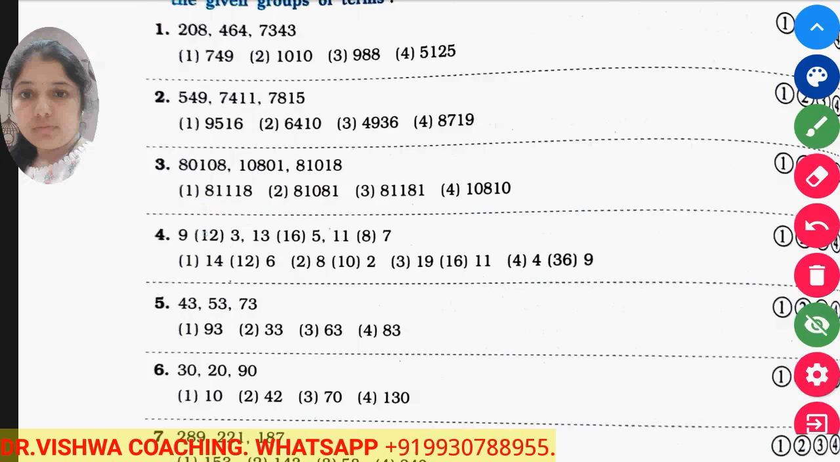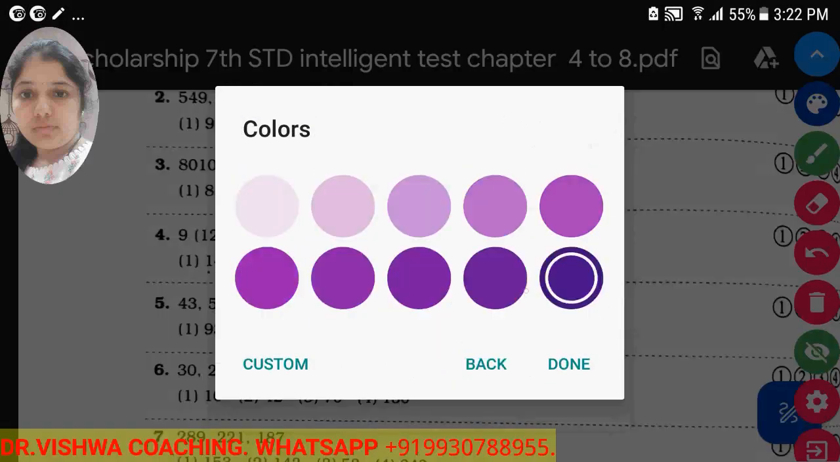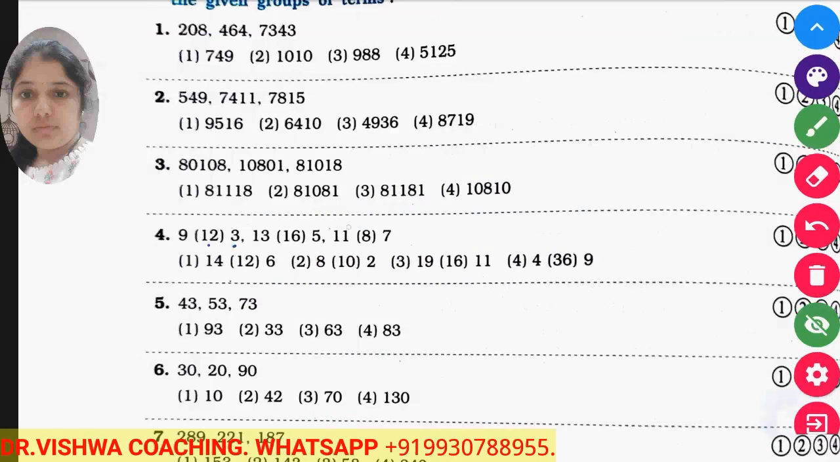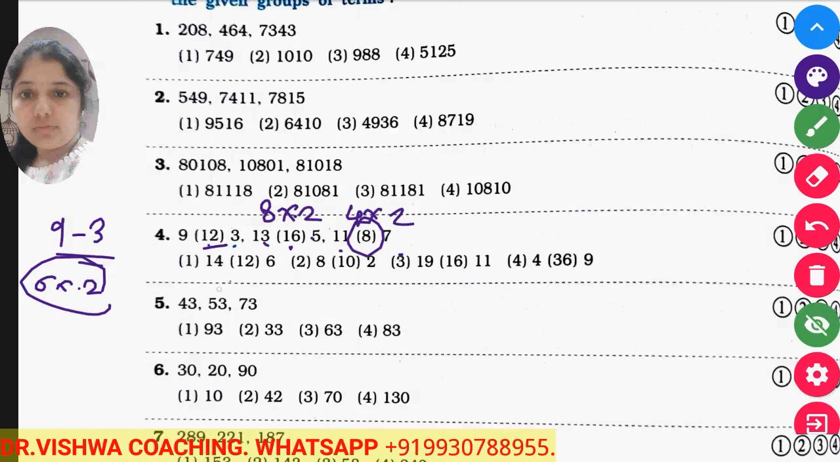Now see, 9 (12) 3, then 13 (16) 5, 11 (8) 7. If you look carefully, if you subtract 3 from 9, we get 6, and multiply it by 2, you get 12. Now we'll check whether all the terms show the same pattern or not. So 13 minus 5 becomes 8, 8 into 2 is 16. Yes, the pattern we are assuming is correct. 11 minus 7 is 4, 4 into 2 is 8. So this is the correct pattern.